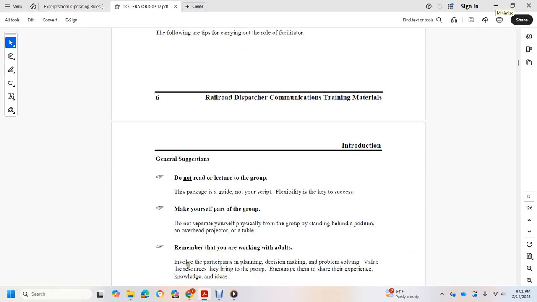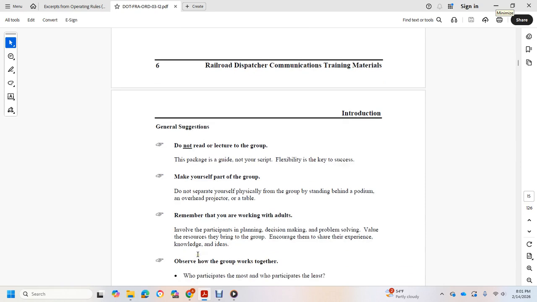Remember that you are working with adults. Involve participants in planning, decision-making, and problem-solving. Value them as a resource from the beginning. Encourage them to share their experience, knowledge, and ideas.